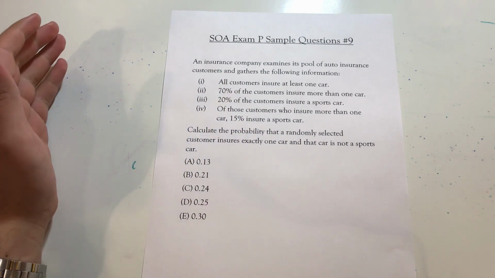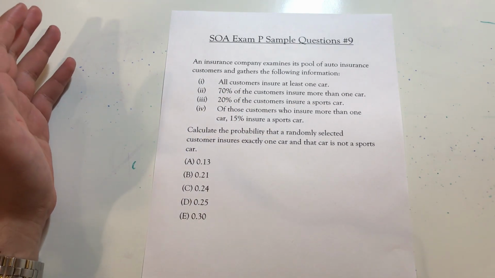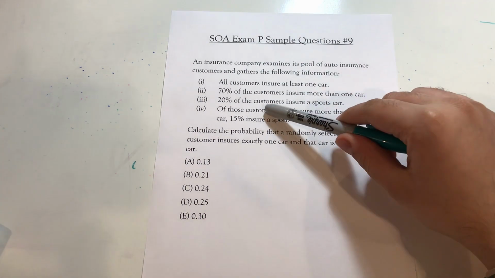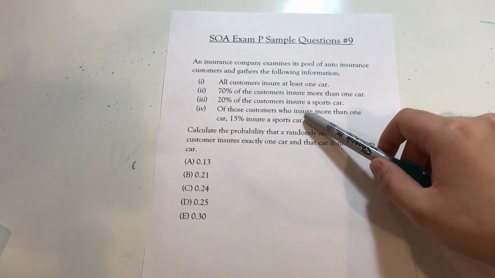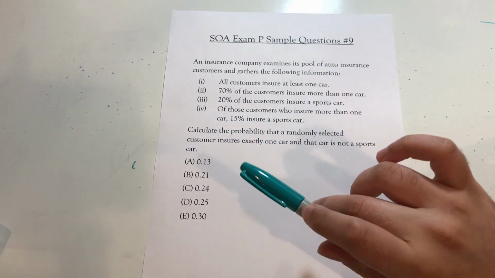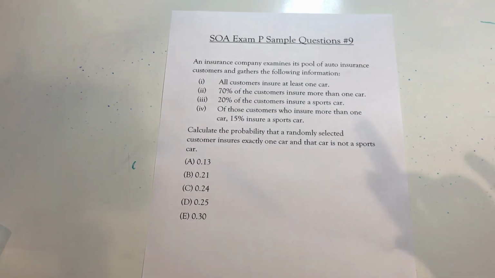1, all customers insure at least one car, right? Which makes sense if you have auto insurance. 2, 70% of customers insure more than one car. 3, 20% of customers insure a sports car. And then 4, of the customers who insure more than one car, 15% insure specifically a sports car.